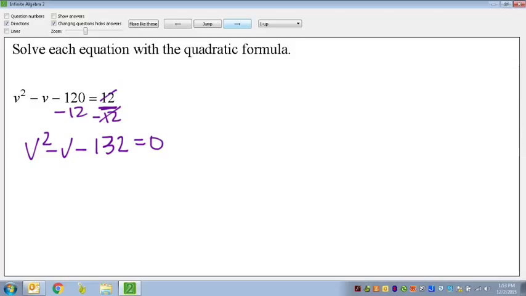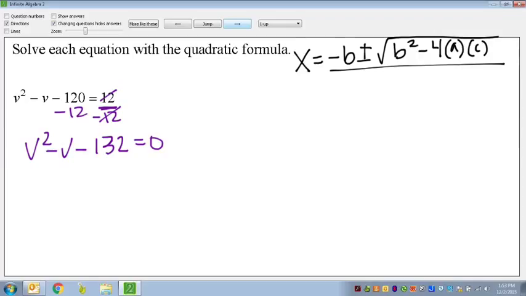And just so that I can remember what it is, let's write it up at the top here. Again, it's x equals negative b plus or minus square root b squared minus 4ac all over 2a. Right? However you remember it, you got to make sure you know that. Okay. A for this problem is 1, b is negative 1, c is negative 132. Yikes. That's going to be big. Let's see if we can do it. All right, here we go.